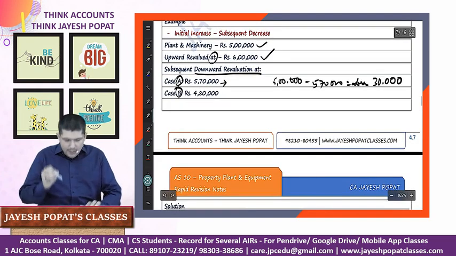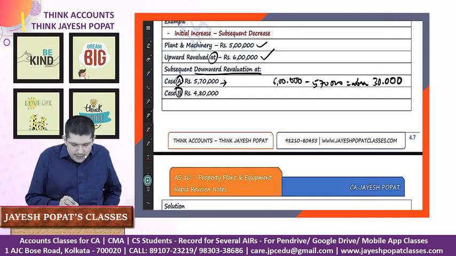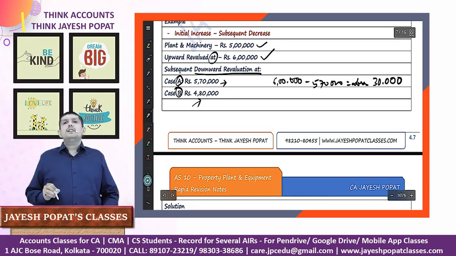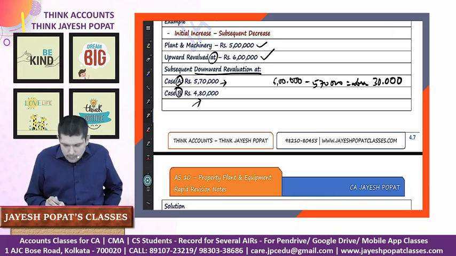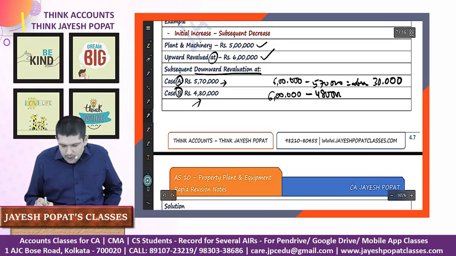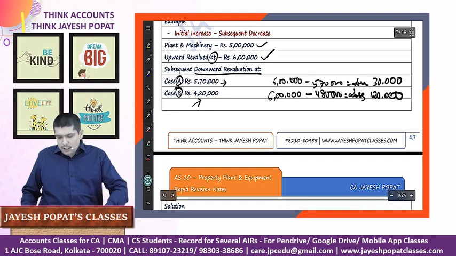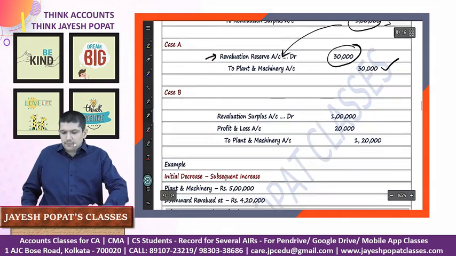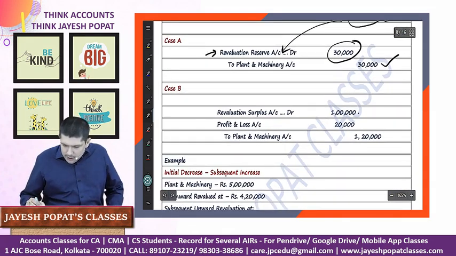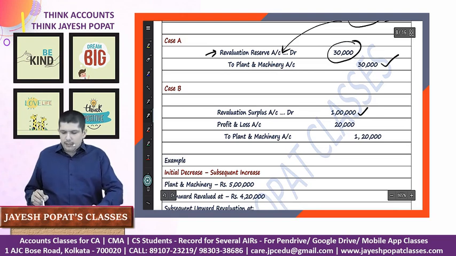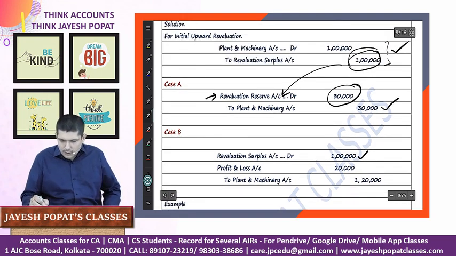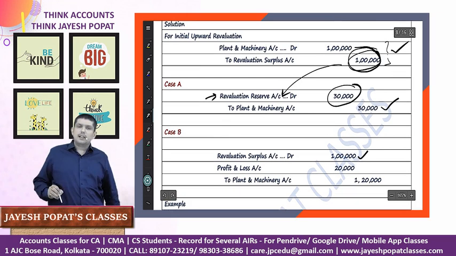But in the other case, we are saying that the downward revaluation is to 4,80,000. So in the books, the plant and machinery is appearing at 6 lakh, and we need to bring it down to 4,80,000. In this case, there is a revaluation loss of 1,20,000. In this case, please note the entry, very important. We will debit revaluation surplus by 1 lakh. Why by 1 lakh? Because there is a maximum balance of 1 lakh which is available in this account.